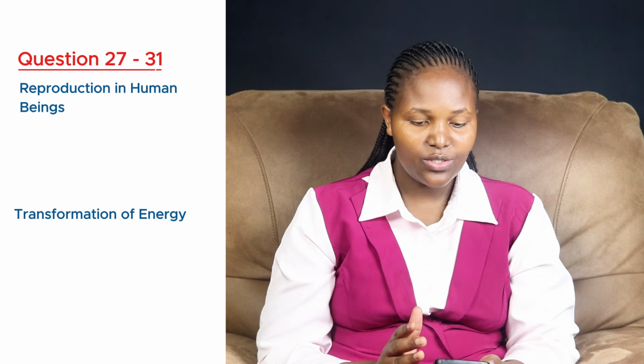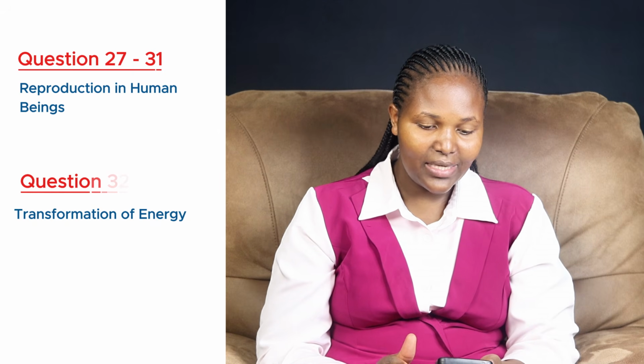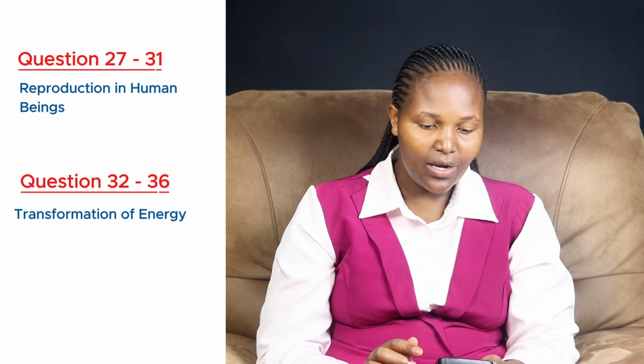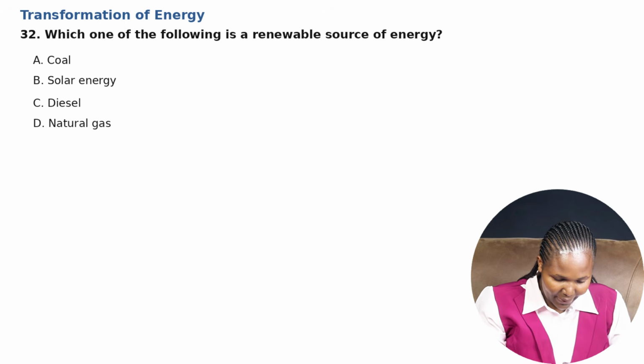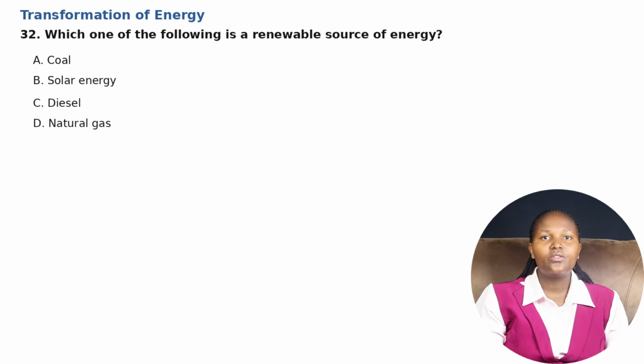We are done with reproduction. Now we are moving on to energy, transformation of energy, and we are covering question 32 to 36 in that area. So we start with question 32. Question number 32. Which one of the following is a renewable source of energy? We have A. Coal, B. Solar energy, C. Diesel, D. Natural gas. So for question number 32, that is not hard. The correct option there is B.